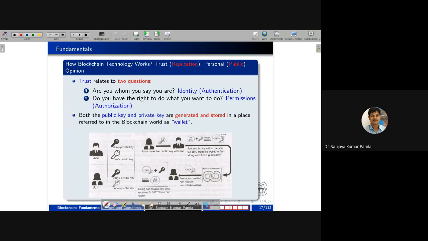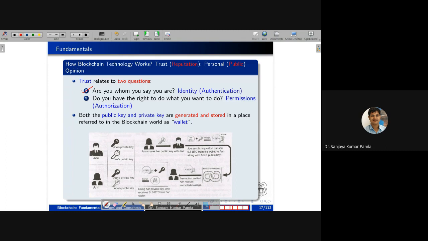Like if you see an e-commerce site, if I ask you, I want to purchase a particular product, which site am I going to purchase the product from? Then you will say, this particular site is providing the product with a better price, better quality, and something like that. So it is a public opinion, but it is not a personal opinion. So here, trust relates to two different questions. First question says, are you who you say you are? In order to address this question, you have to see the identity, or we call it authentication.